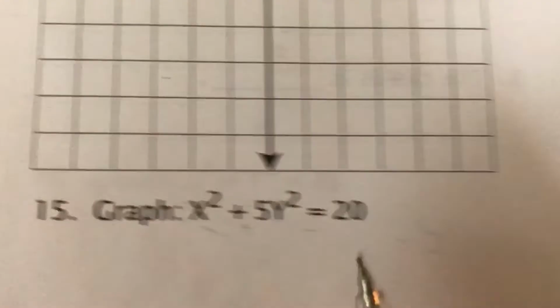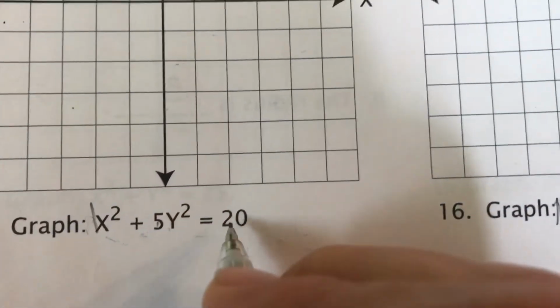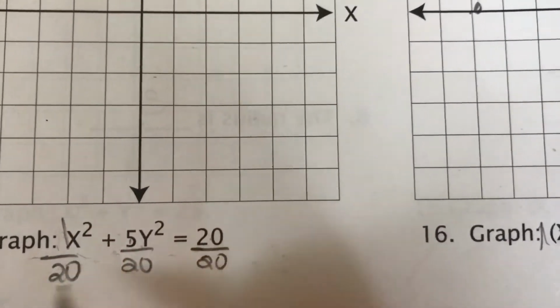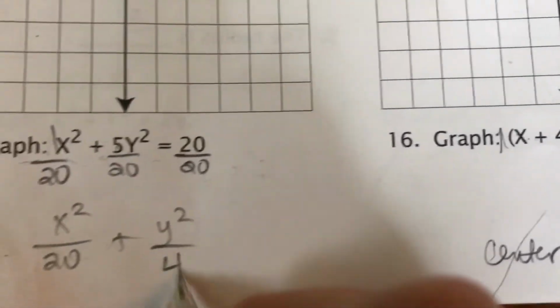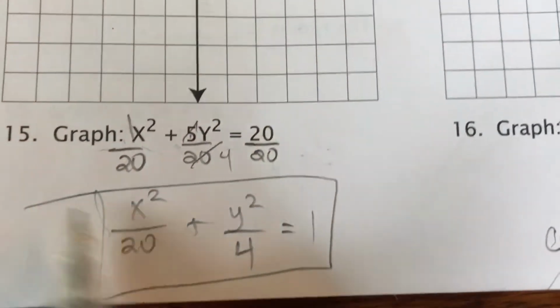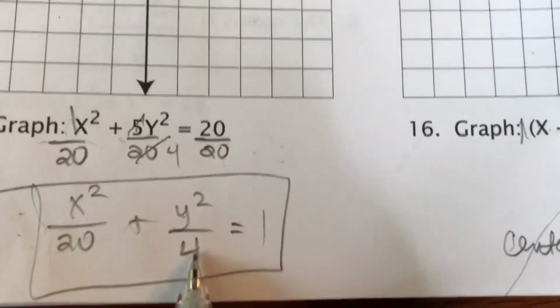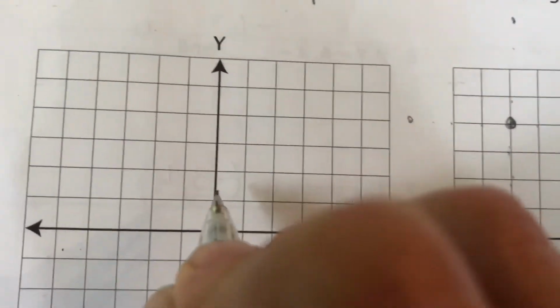Okay, definitely this one is again an ellipse because this is a 1 and this is a 5, so therefore it needs to equal 1, so I'm going to divide everything by 20. So my standard form is x squared over 20 plus y squared over 4, because 5 goes into 20 4 times, equals 1. Okay, my center is 0, 0. Love that. And this guy is easy because he's a perfect square. The square root of 4 is 2, so I know I'm going to go up and down 2. So I'm going to go 1, 2. I'm going to go down 2, 1, 2.